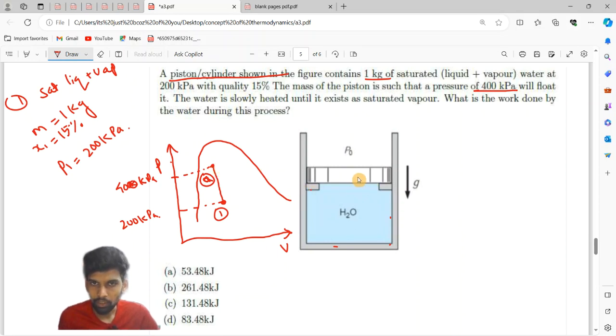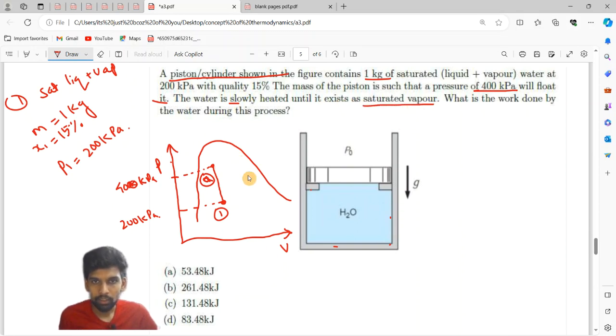this will not float, because the pressure inside is not sufficient to overcome the resistance due to mass and due to the stops. That's why it will not float. And after 400 kPa, it will start floating because pressure will balance whatever the resistance is created by this mass. And water is slowly heated after this also. What they have mentioned is that the mass of the piston is such that the pressure of 400 kPa will float it. That's fine. And water is slowly heated until it exists as saturated vapor.